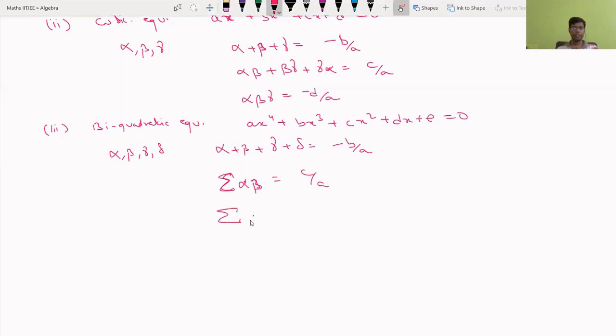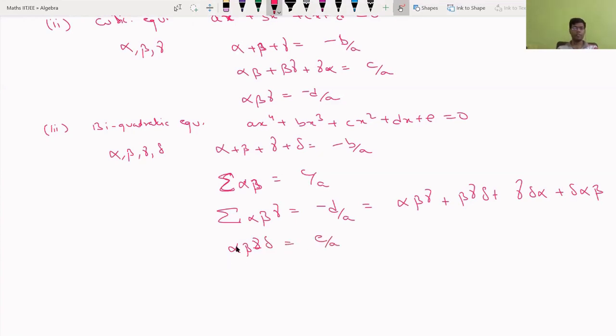Now if I take sum of the roots taken 3 at a time, then this will be minus d by e. So taken 3 at a time basically means alpha beta gamma plus beta gamma delta plus gamma delta alpha plus delta alpha beta. Okay, so that's how we'll be getting sum of the roots taken 3 at a time. Now if we take the product of the roots here, it will be e by a.